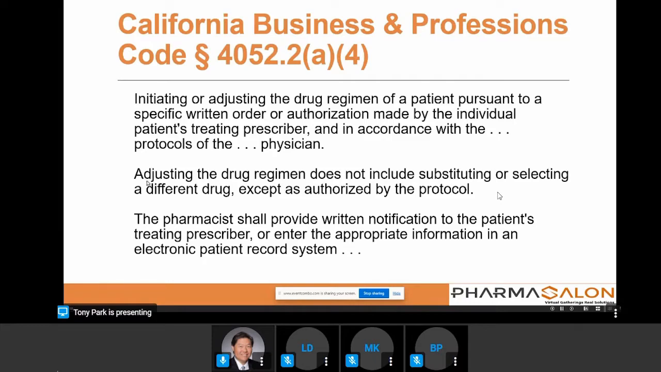The pharmacist can adjust the drug regimen, but adjusting the drug regimen for the purpose of this section does not include substituting, selecting a different drug except as authorized by protocol, and the pharmacist shall provide a written notification to the prescriber. So there is a great opportunity for pharmacists to initiate, amend, or discontinue drug therapy, but so long as there is this protocol agreement before the initiating, amending, and discontinuing of drug therapy happens.